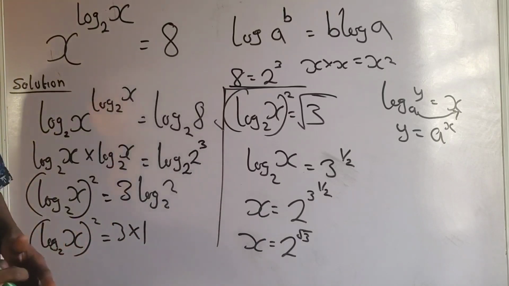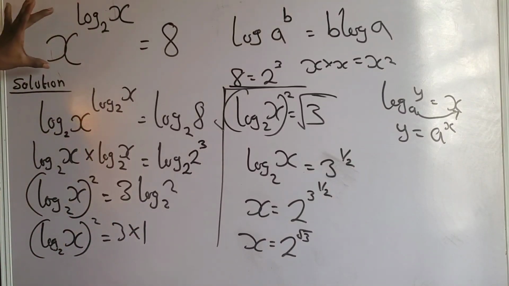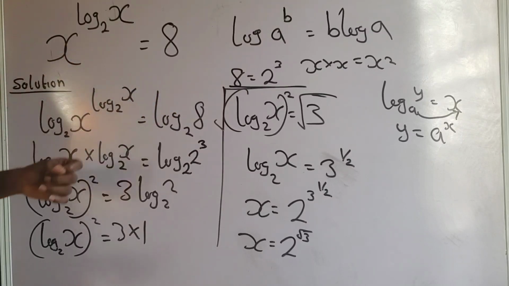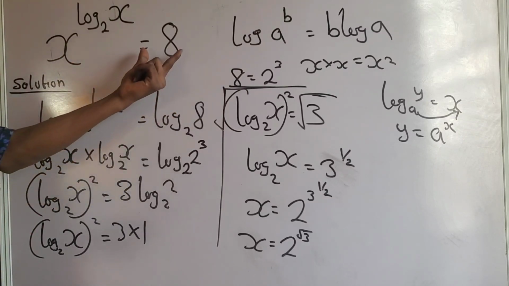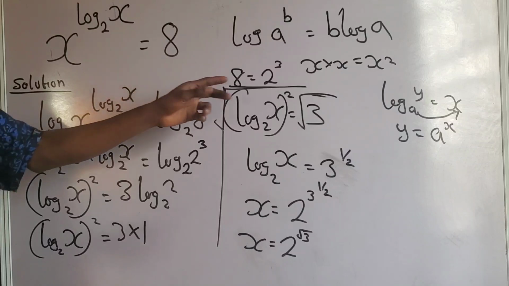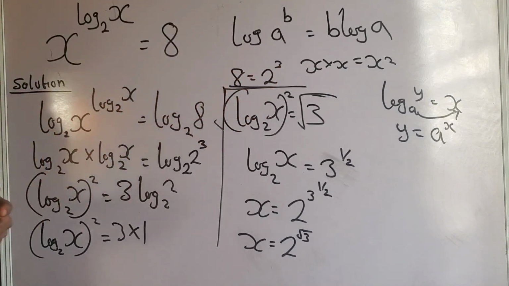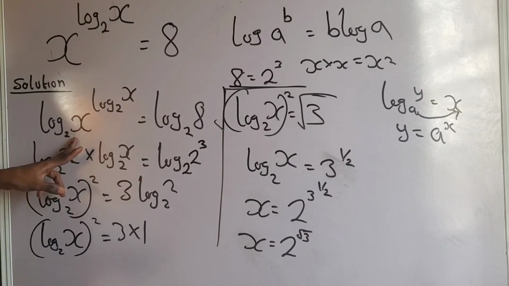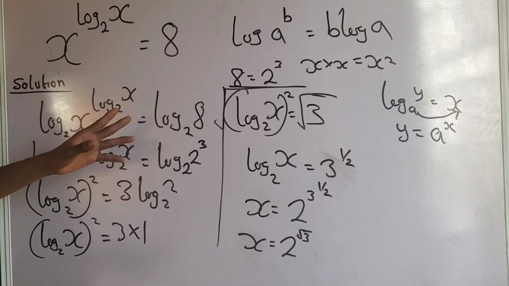Let me do a recap. If you have a question of this kind, take the logarithm of both sides. Now, the reason why I use 2 as the base is because I know that if I use 2 as the base on both sides, I can rewrite 8 as 2 raised to the power of 3. That is why I decided to use 2. Do you understand? So having taken the logarithm of both sides, I have something like this. The same thing I did for the left hand side is the same thing I did for the right hand side.